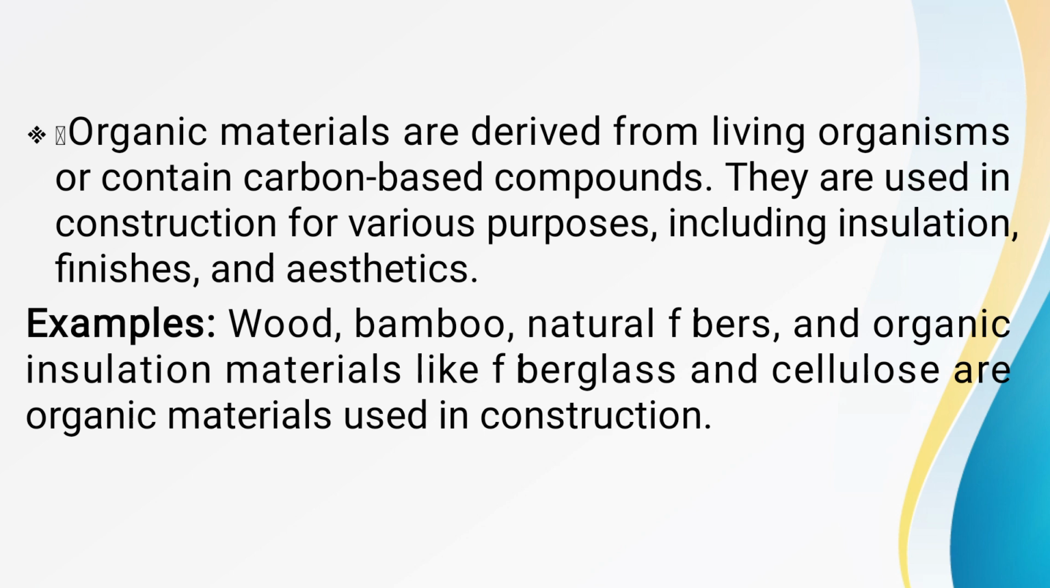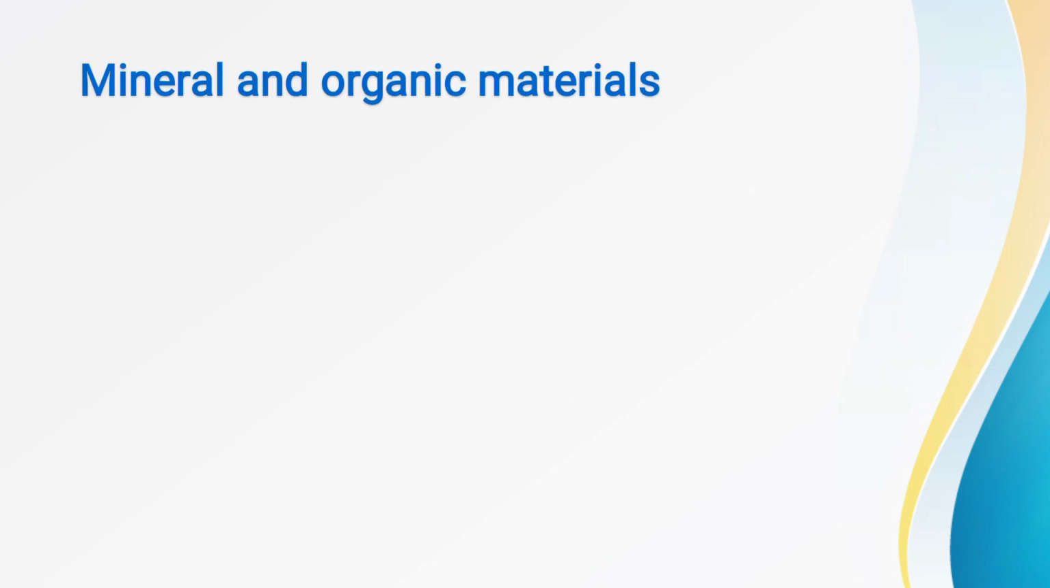So basically, in summary, construction materials can be classified in various ways, basing on their properties, composition, and also their intended use. So we can move to the last objective of our topic number 1. The third objective was telling the difference between mineral and organic materials.